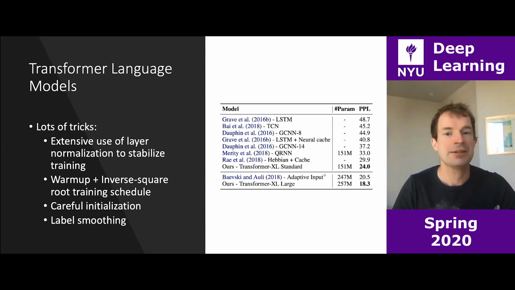I should say these gains we saw were particularly large on long context language modeling. So there are some benchmarks where you just get a single sentence to predict. On this task, you actually get a whole Wikipedia article, so potentially thousands of words. And the transformers really shine on this, where you've got thousands of words of context to model, and you need to retain information across all of them.